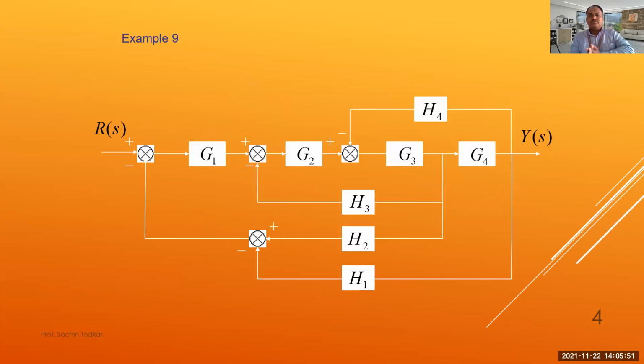So this is example number 9, in which you can see there are feedback loops H1, H2, H3, H4 and four gain functions G1, G2, G3, G4. But the arrangement is somewhat different, and that's why we need to change this arrangement to simplify it, because no inner loop is showing here. So for that purpose, we'll see what we are going to do.